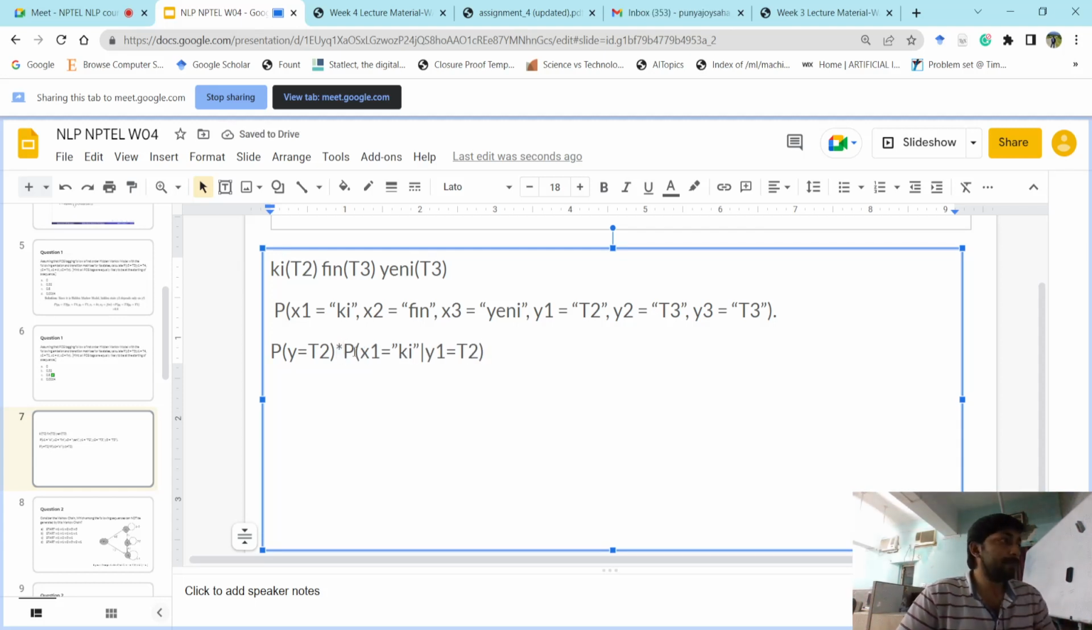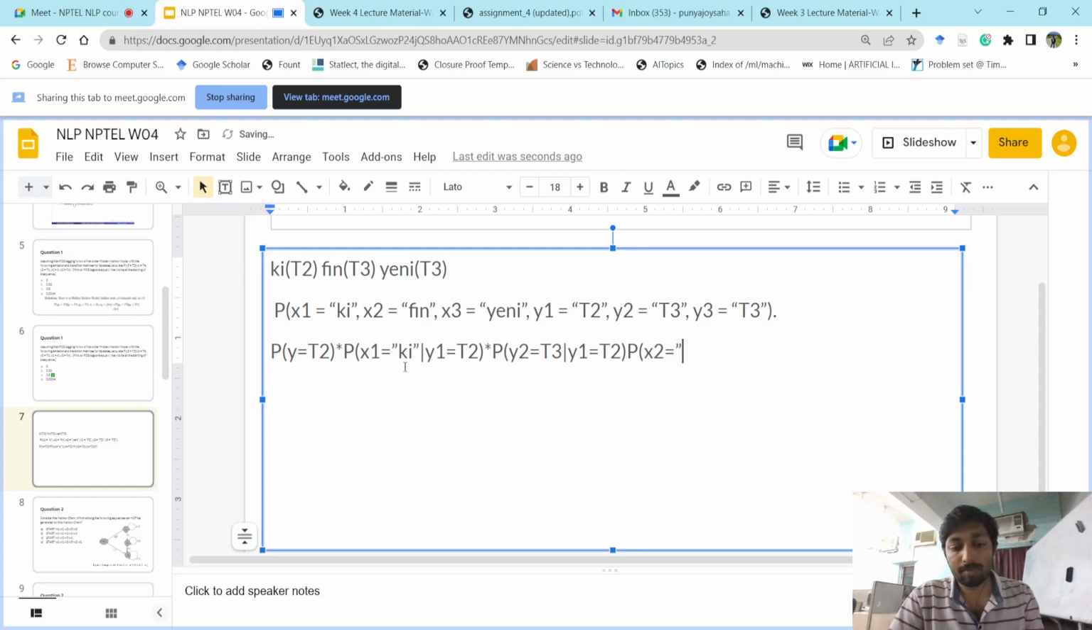Now similarly you can extend it to the others also. So what is the next term? y2 equal to t3 given y1 equal to t2. Here the term comes because you have the previous term t2. And then you again add the next x2 term, given y2 equal to t3. Yes, that is basically the solution.